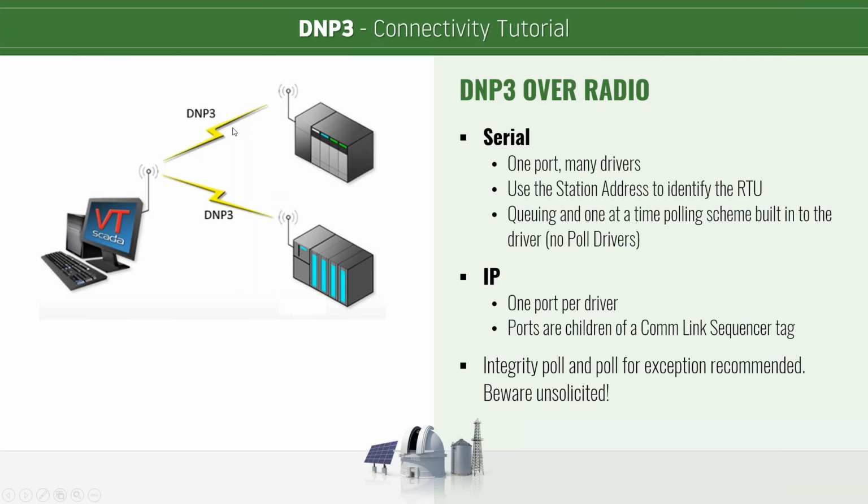And in a radio system, integrity poll and poll for exception is recommended. If you use unsolicited, you run the risk of having multiple sites at once, all deciding just randomly, because they will be unrelated entirely, that it's time to send data in. And if they both do it at once, you can have interference.